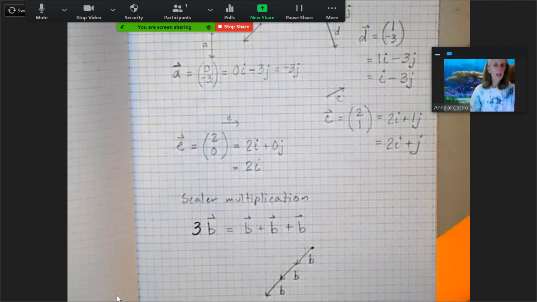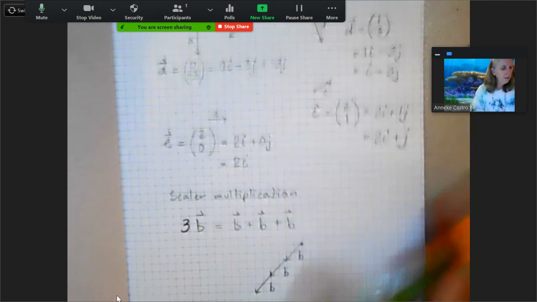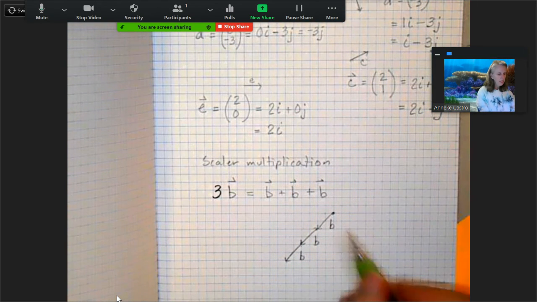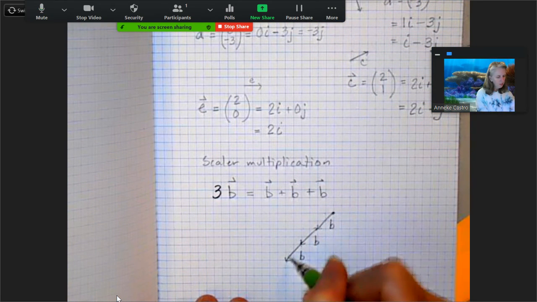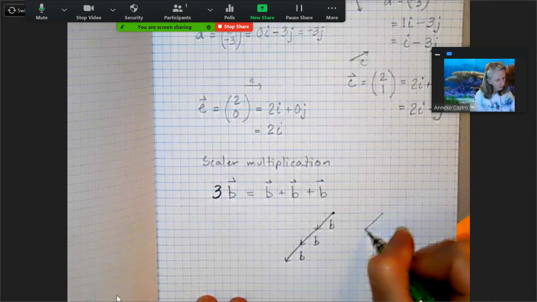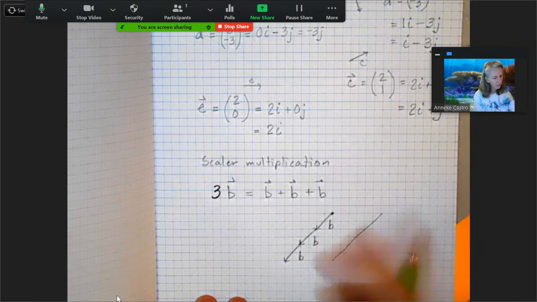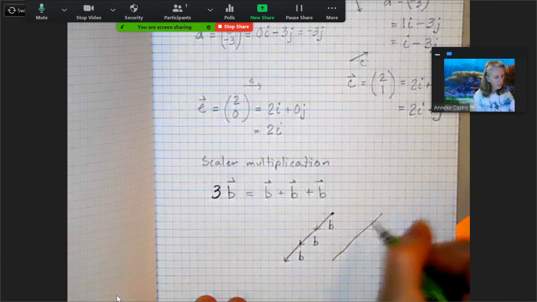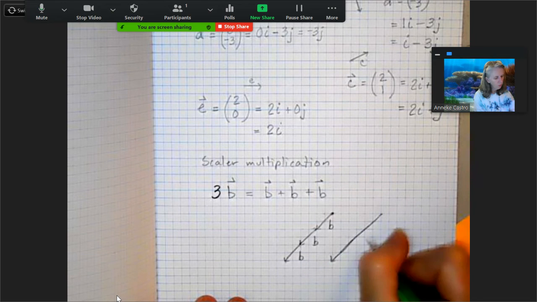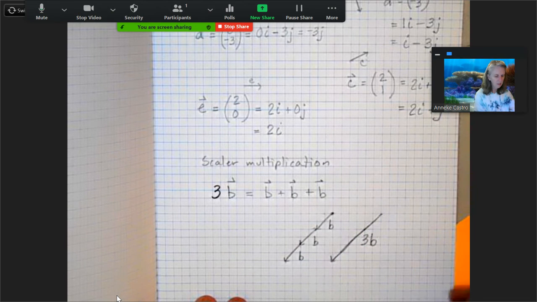Whoops, I'm off the edge of my viewing area. Sorry about that. So this makes a new grand vector here. I'm going to copy it over here, because remember, I can just pick it up and move it. It's still the same length. And now this vector is 3b.